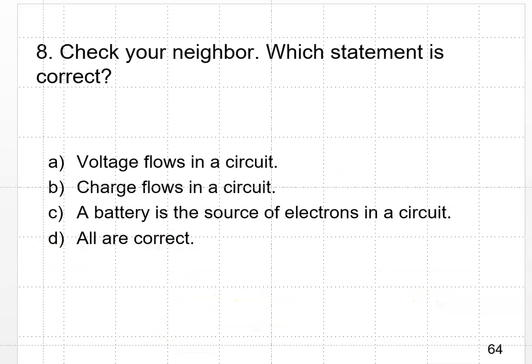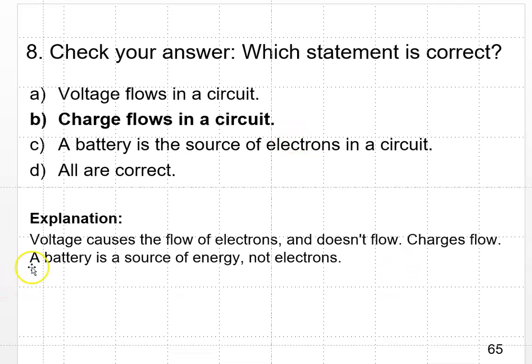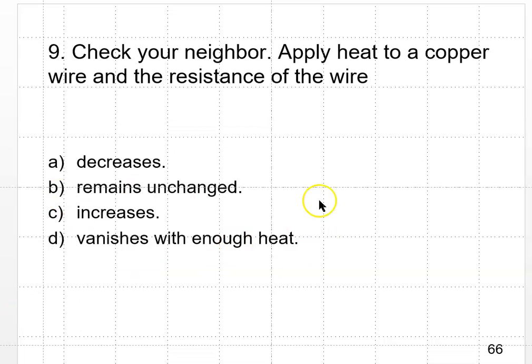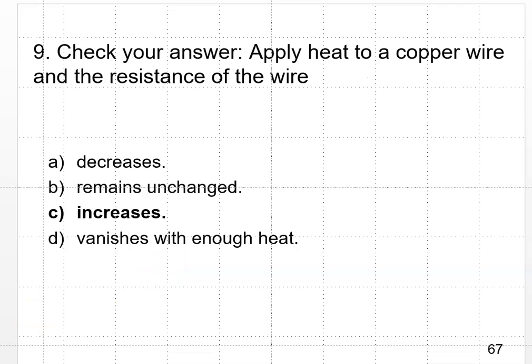Which statement is correct? Charge flows in a circuit. Voltage actually causes the flow of electrons and doesn't flow. Charges flow. The battery is a source of energy, a potential difference that causes the electrons to flow, causes the current to flow. If you apply heat to a copper wire, the resistance of the wire will increase.